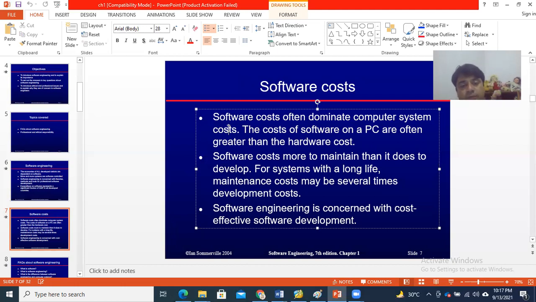Then the second thing in terms of software cost is that software costs more to maintain than it does to develop. Maintenance is a very important thing in terms of executing a software. For example, I have purchased a genuine Windows system software for 10,000 rupees. Now, if I have installed different softwares, like MS Office and other application softwares, I do not want my Windows to be corrupted.